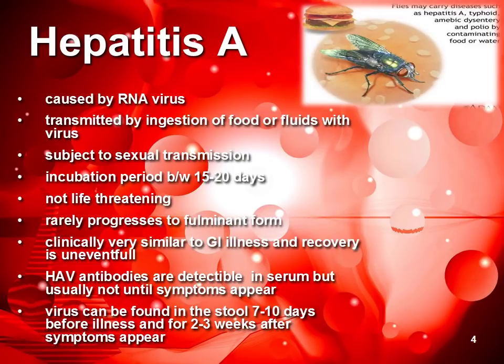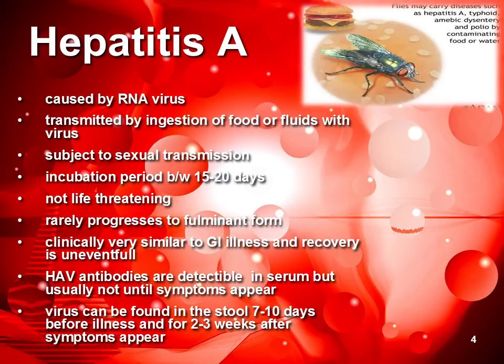Hep A, formerly referred to as infectious hepatitis, is caused by an RNA virus from the enterovirus family. It's transmitted by the ingestion of food or fluids infected with the virus. Sources of infection include contaminated water, shellfish caught in contaminated water, and food contaminated by food handlers that are infected with the virus. It is also subject to sexual transmission.